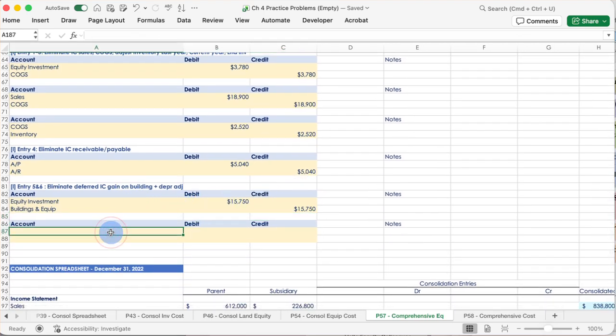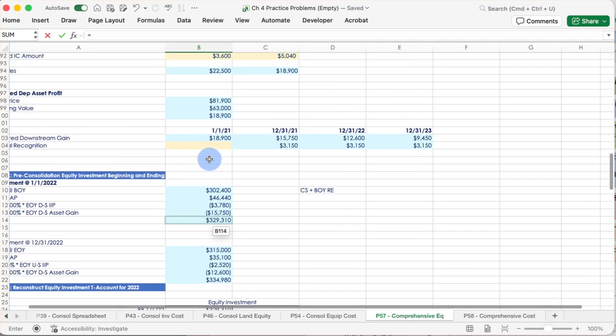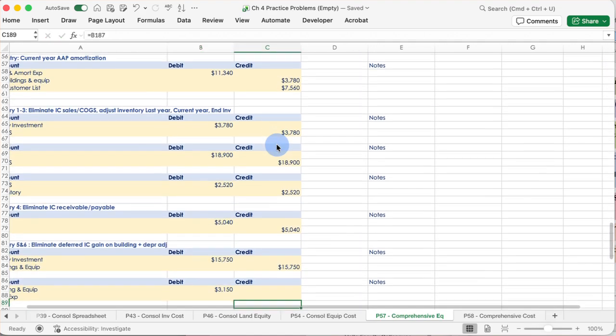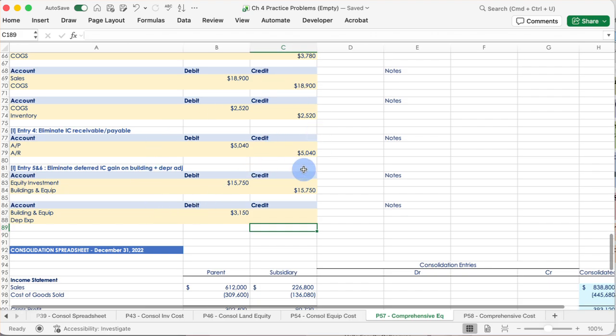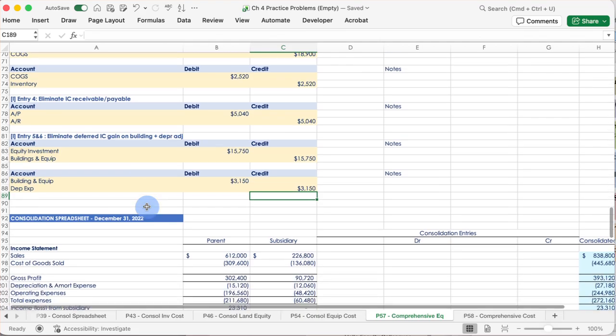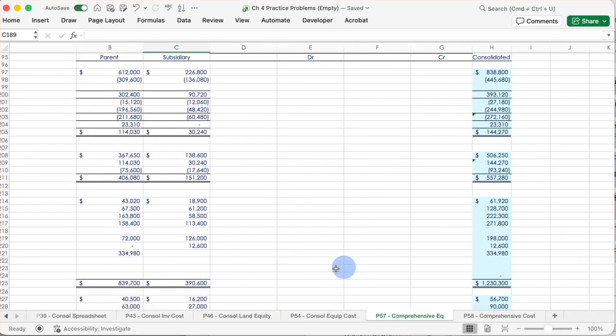Okay, so then the last piece of this is that buildings and equipment and our depreciation expense for 3,150. And now we have all of those entries completed, all of the journal entries. So now it's time to go ahead and post them into the worksheet. So I'm going to pause the video and do that, and then I'll share my screen so we can all make sure we have the same numbers.